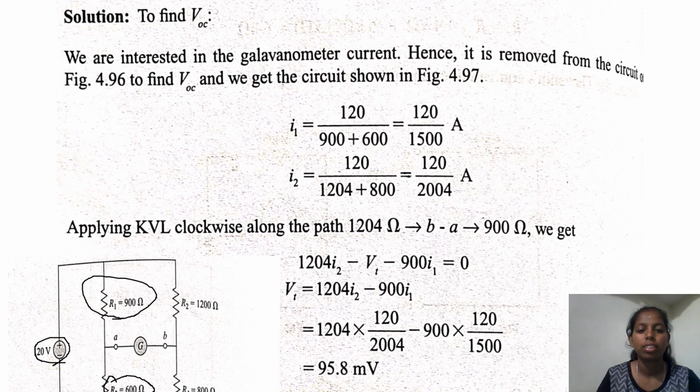Next, to find I2, the same formula V by R. The voltage will be the same throughout the network, divided by 1204 plus 800, because R2 and R4 are connected in series. So here it is added, equal to 120 divided by 2004 ampere.